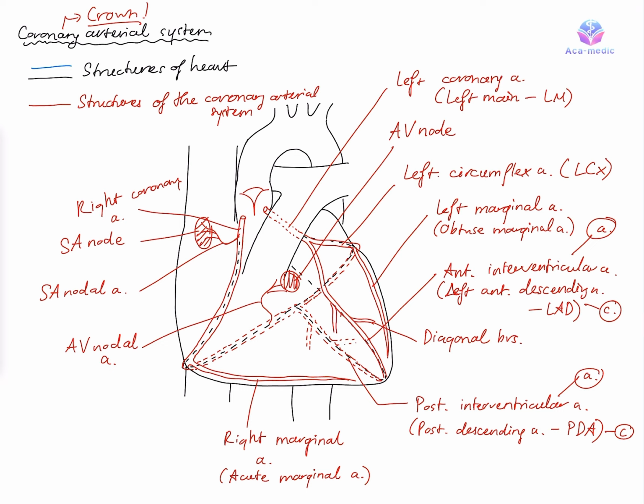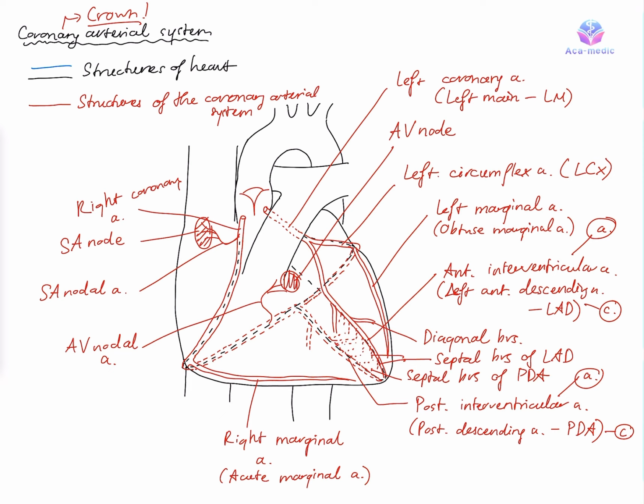And now you also have another branch. These go deep to supply the structure that underlies the two interventricular sulci, which is the interventricular septum. And therefore, these branches that go deep are called septal branches. You have septal branches of LAD, and you have the septal branches of PDA.